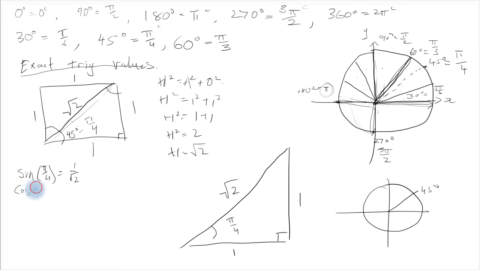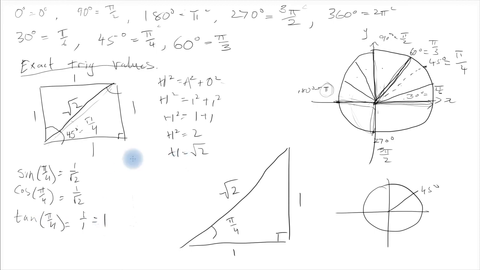Cosine of pi on 4, or 45 degrees, is adjacent 1 over hypotenuse root 2. So they are both the same. And tan of pi on 4, well, that's opposite 1 over adjacent 1, equal to 1 over 1, which is equal to 1. So here we go for pi on 4, 45 degrees. We've got sine and cos are 1 on root 2, tan is 1.